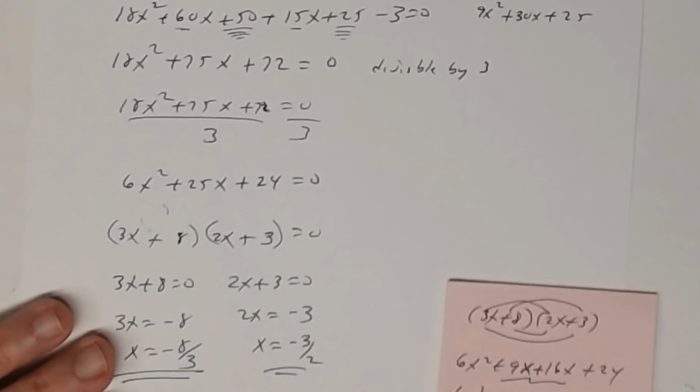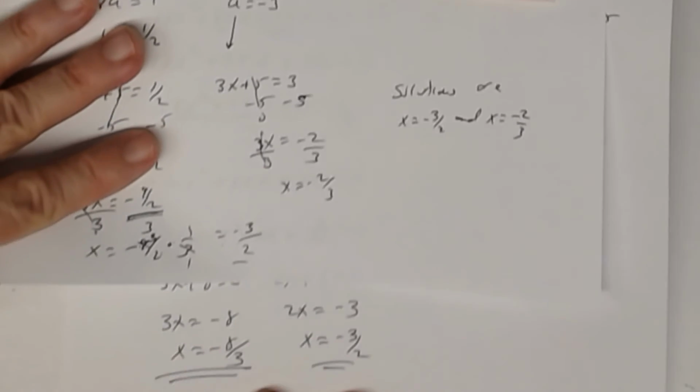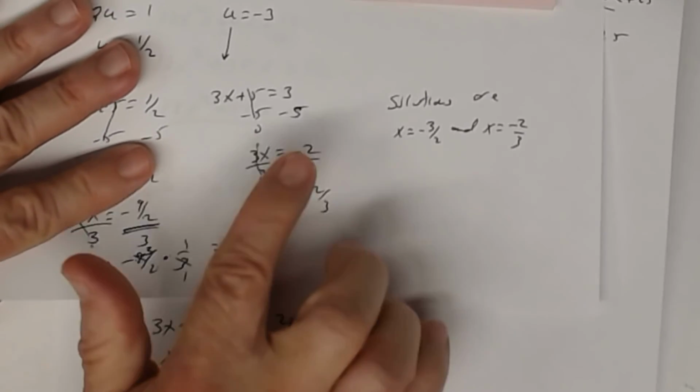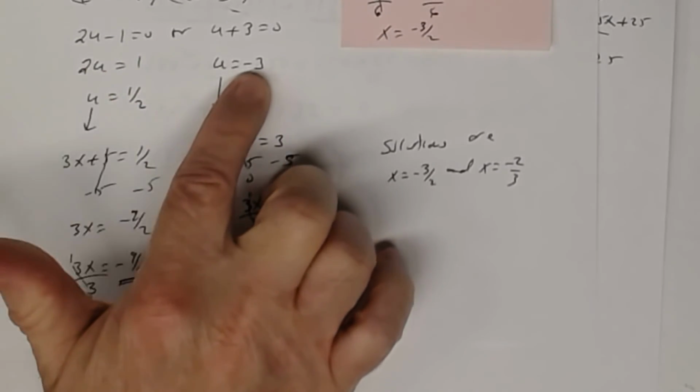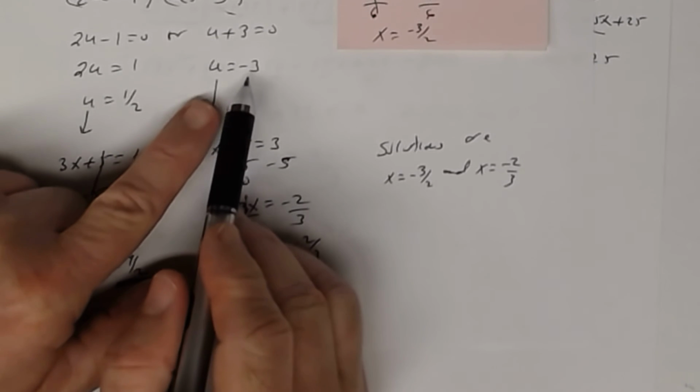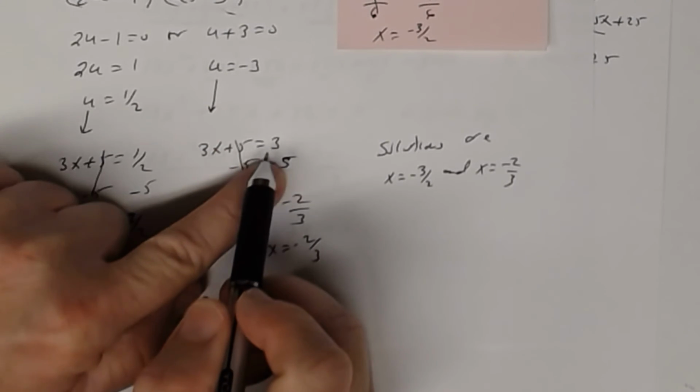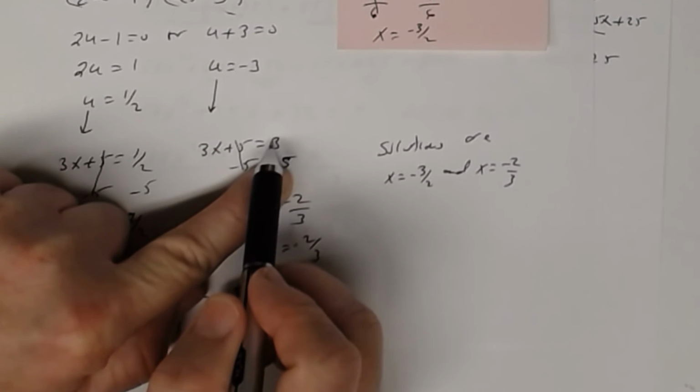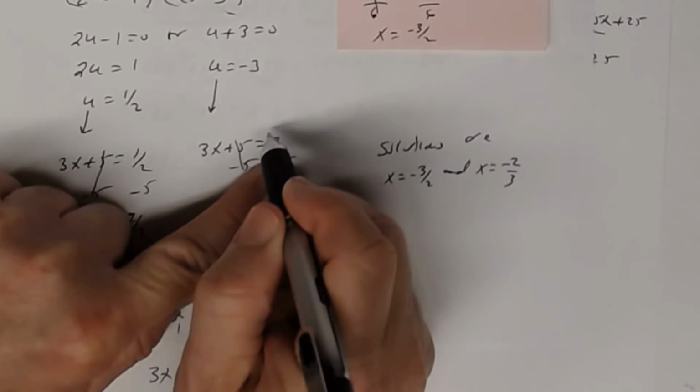I want you to notice something though. And I want you to notice this. Right here, they're not the same. I made a mistake, didn't I? Right here, see where I have u equals negative 3? That's why you have to be careful along the way. Here's my mistake. u equals negative 3. What did I put? A positive 3. That should be what? Negative 3.